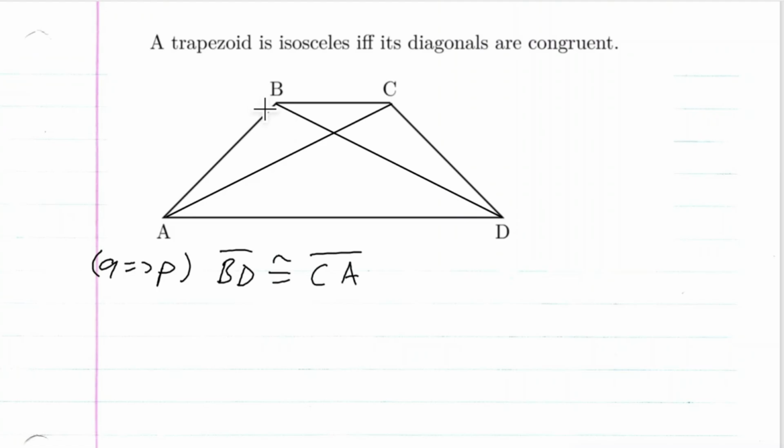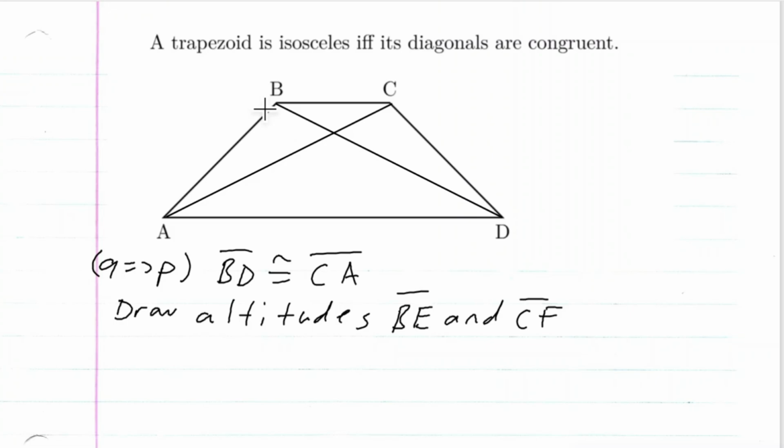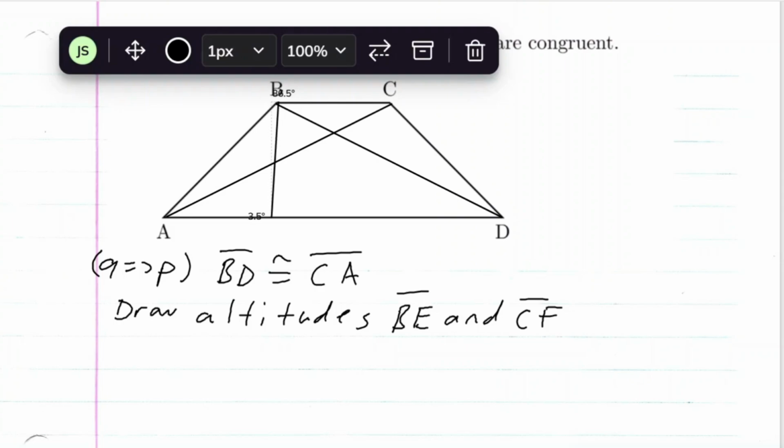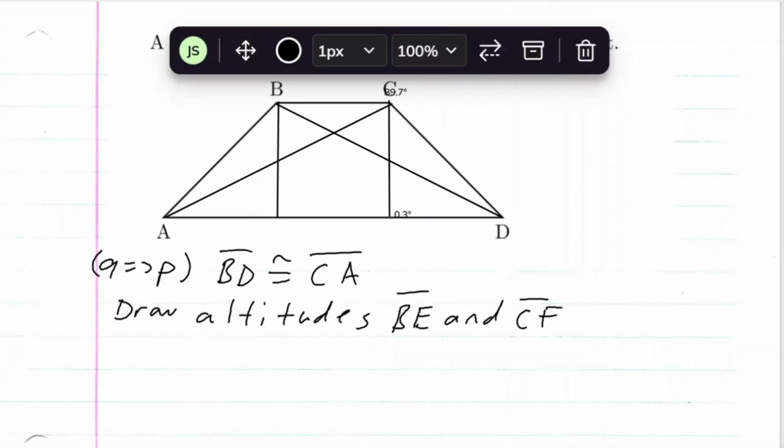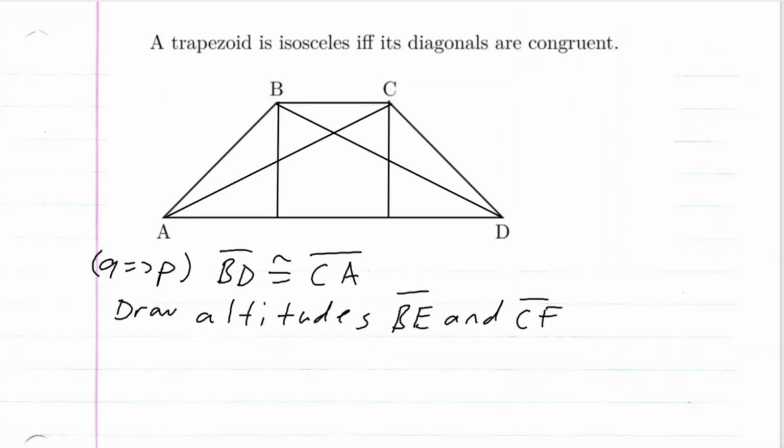Okay. Now we're going to draw altitudes. And of course, we know this is a trapezoid, right? We just don't know, we want to prove that it's isosceles. Draw altitudes, BE and CF. So let's get those straight lines, or as straight as I can get it. There we go. All right, let's draw those altitudes. Okay, so BE and CF, right?